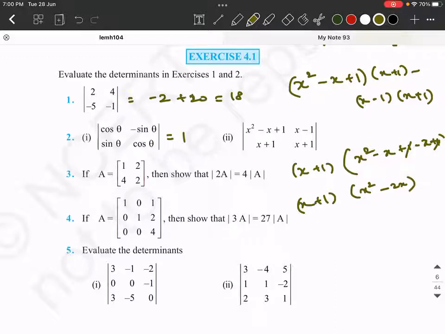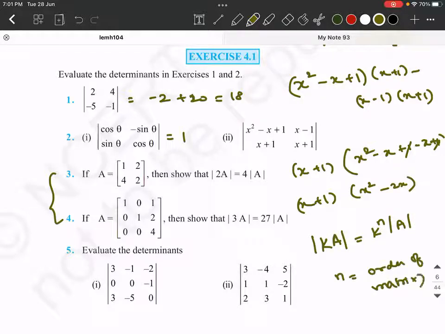So I want everybody to make a note of an important observation. Determinant of k times A, where A is a square matrix of order n, is equal to k power n times determinant of A, where n is the order of the matrix. But are you guys able to understand why it is getting multiplied n times? I gave you the property, but what is the logic? How do we know that it gets multiplied n times?